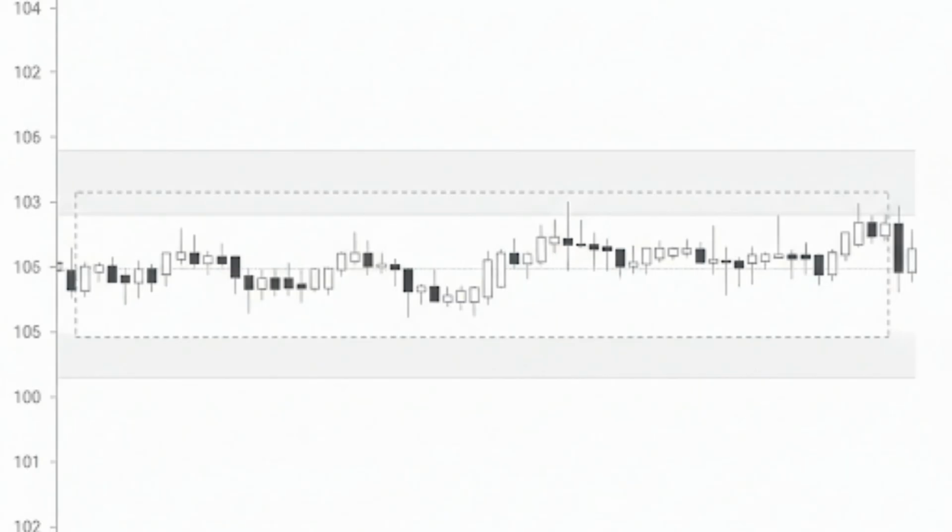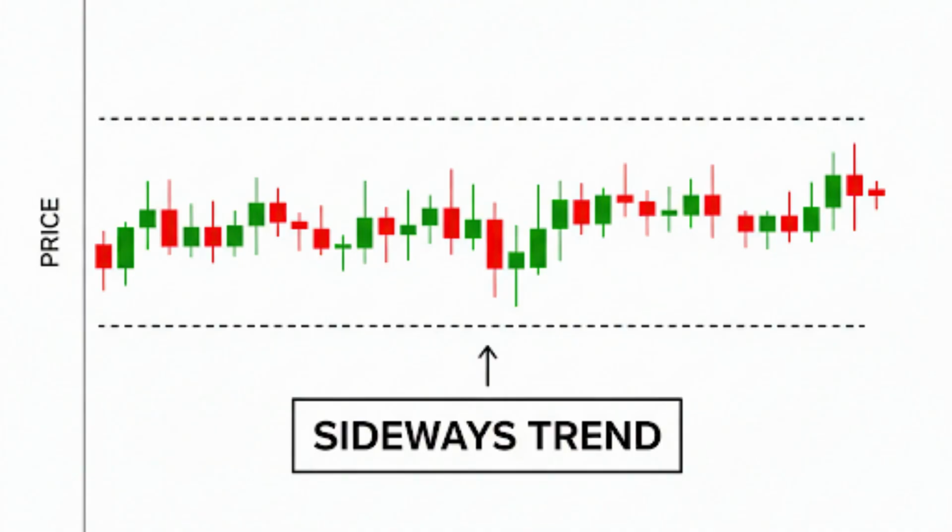Sideways trend. Price moves horizontally. Market waits for a breakout. Best for range trading. Buy at support, sell at resistance.